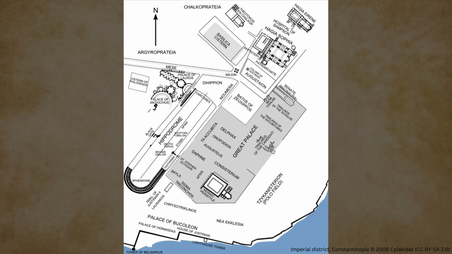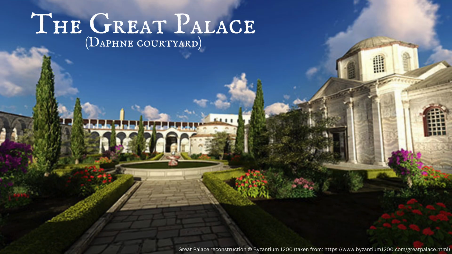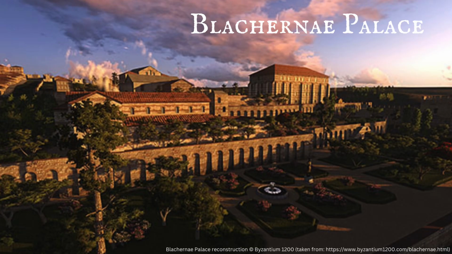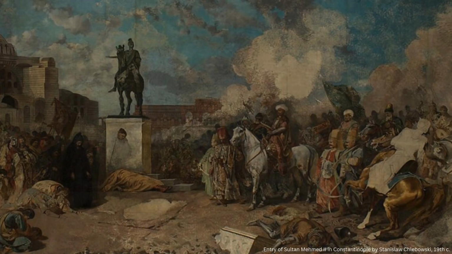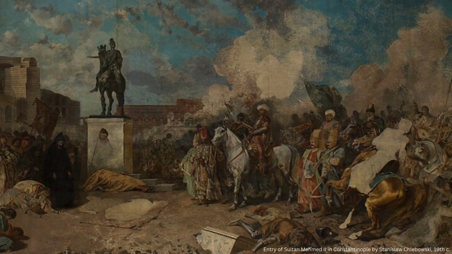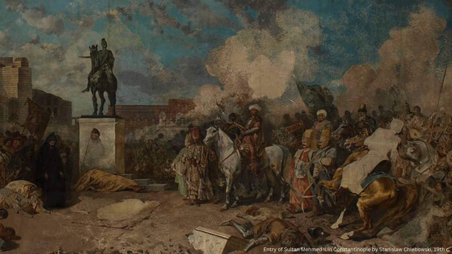This was set up next to the Hippodrome and was extended by later emperors. The Great Palace remained the main imperial residence until the 11th century, when emperors began to favor the Palace of Blachernae. The Great Palace sadly fell into disrepair, and the Ottomans found it in an already abandoned state when they conquered the city in 1453.